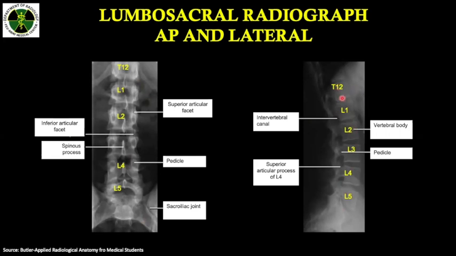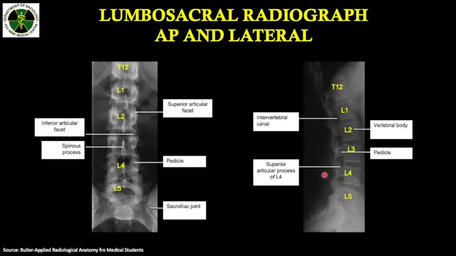So T12 is identified by the rib that attaches to it. If there is no rib that attaches to it, then that means that is L1. Also, L5 is commonly above the sacral promontory unless there is a normal variant.